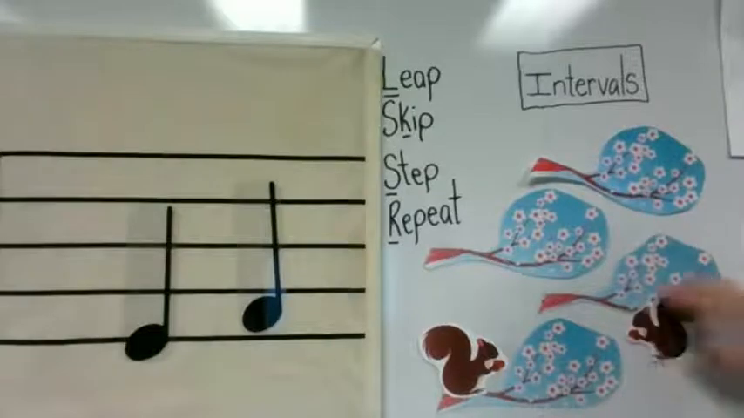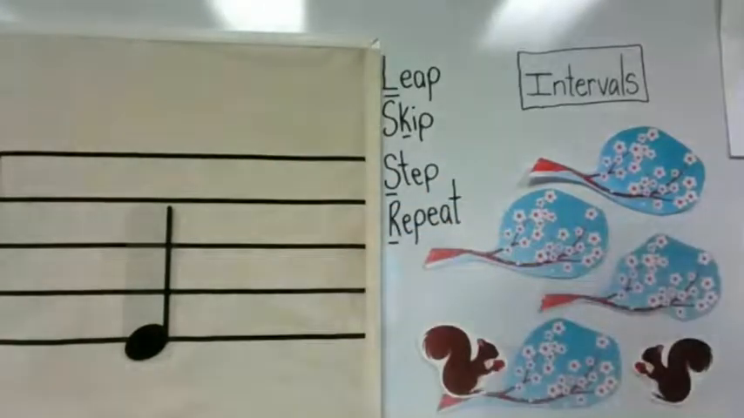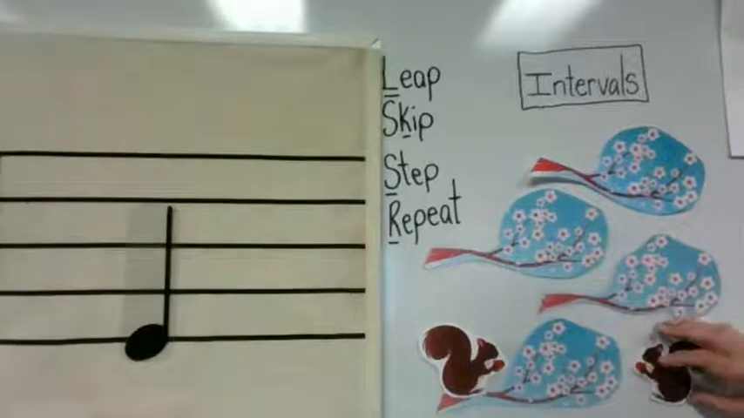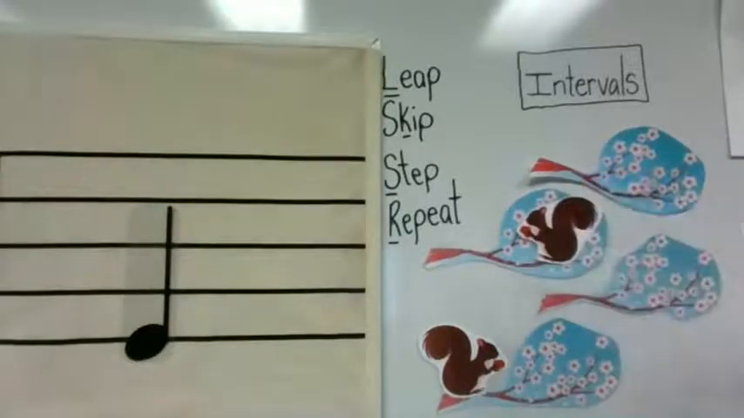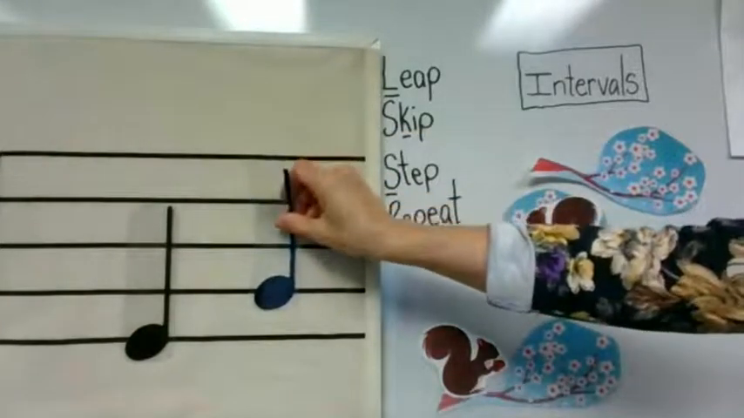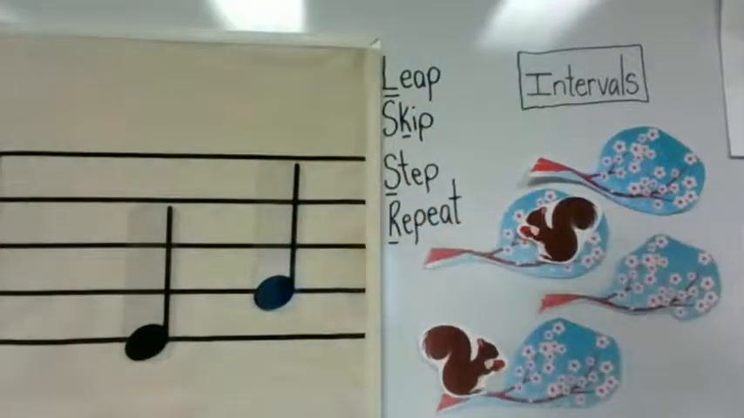What about this one? If you said skip, you are correct. If you showed a K, and if you said line 2, you are correct. Line 2.